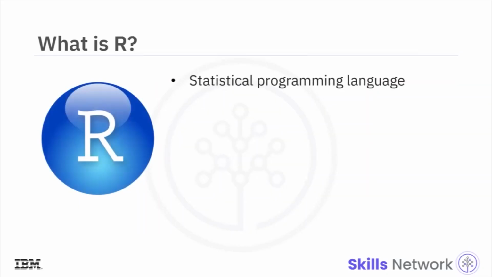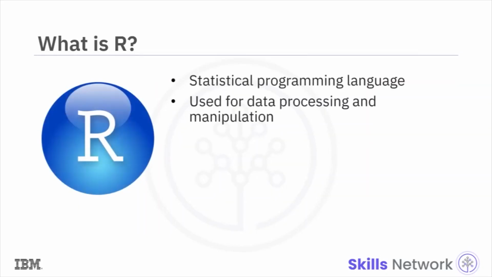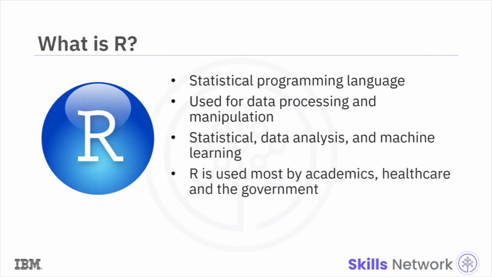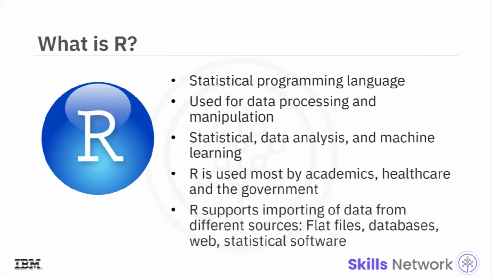R is a statistical programming language. It is a powerful tool for data processing and manipulation, statistical inference, data analysis, and machine learning algorithms. Based on a 2017 analysis, it was found that R is used most by academics, healthcare, and the government. R supports importing data from different sources, like flat files, databases, web, and statistical software such as SPSS and Stata.